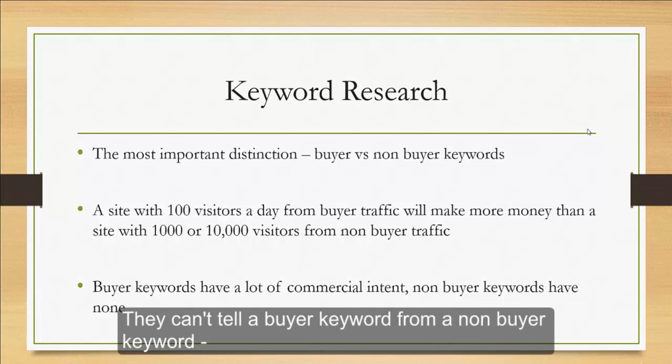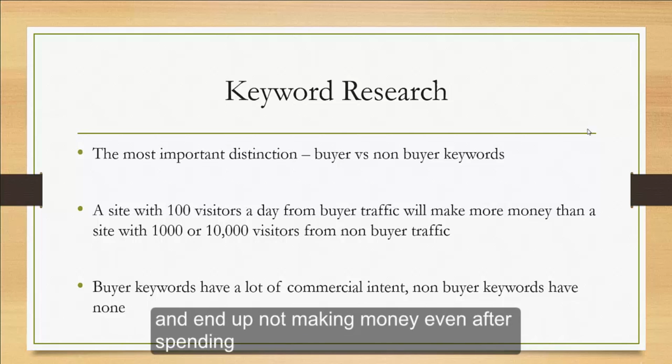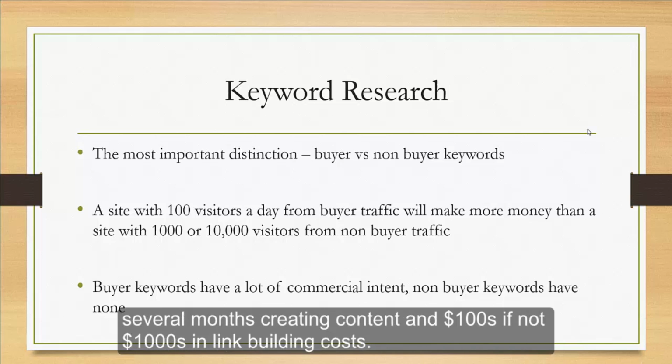The vast majority of folks attempting to build Amazon affiliate sites do not know this key distinction. They can't tell a buyer keyword from a non-buyer keyword, and they target the wrong types of keywords on their site, spend a lot of money and effort in trying to rank them, and end up not making money even after spending several months creating content and hundreds, if not thousands of dollars in link building costs.